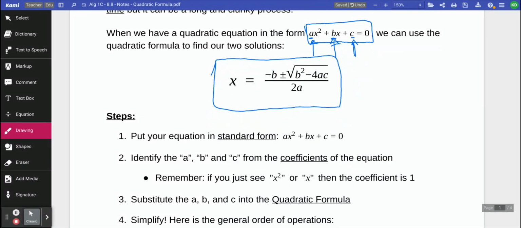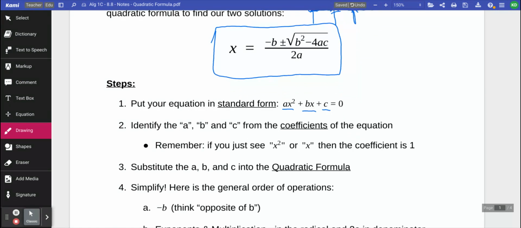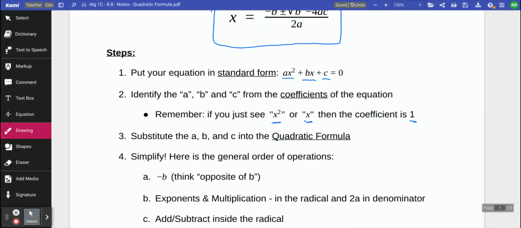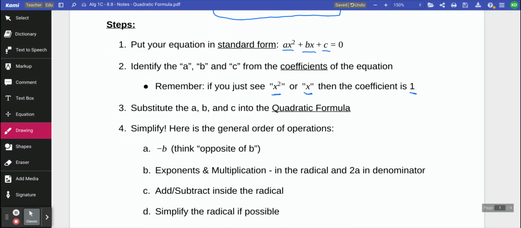So we want to make sure our equation is in standard form, right? So that means our a, b, c are in order and equal to 0. We have to identify a, b, and c from those coefficients. So again, if you see just x squared or x, then the coefficient is 1. We substitute those a, b, and c's into the quadratic formula, which was above here, and then simplify.